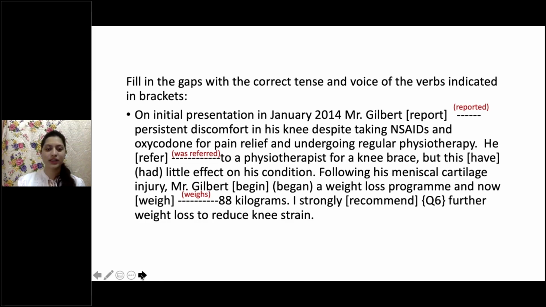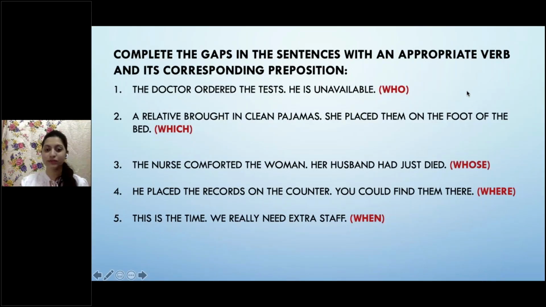And here is another task to check your grammar. These are very basic. Hopefully you get them all right. So complete the gaps in the sentences with an appropriate verb and its corresponding preposition. You might feel that you're solving sentences that don't make sense at the moment, but once you begin to write your letter, if you just bear these grammatical forms in mind, you will get your letter right. Your letter will be basically grammatical error free.